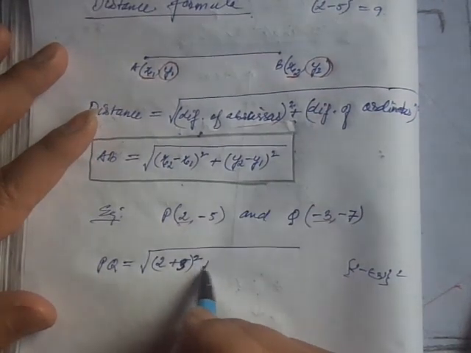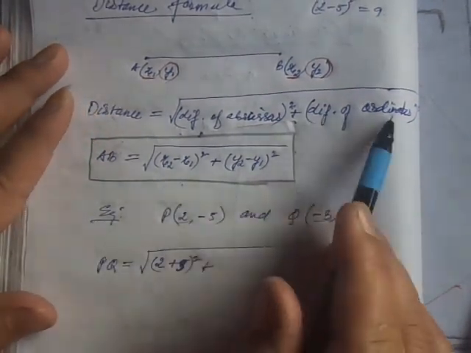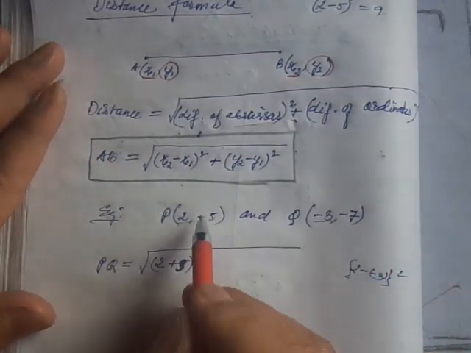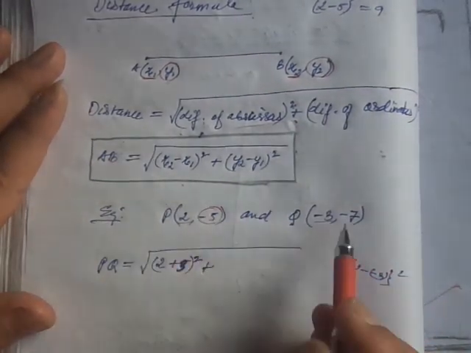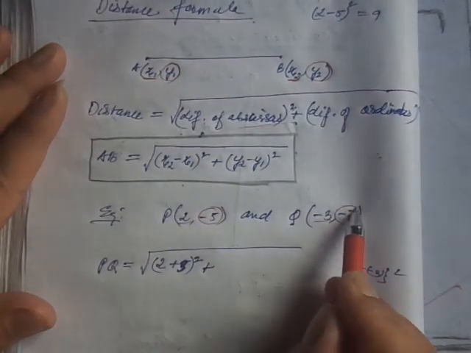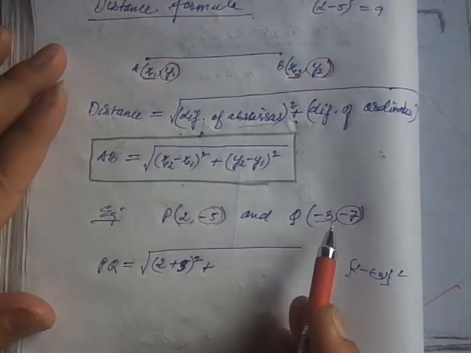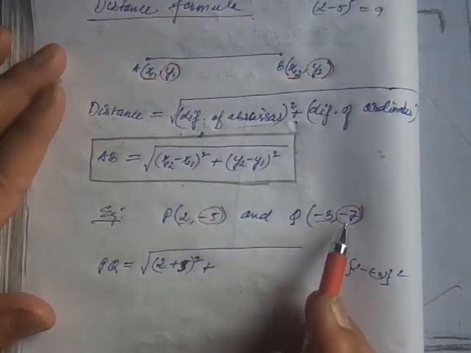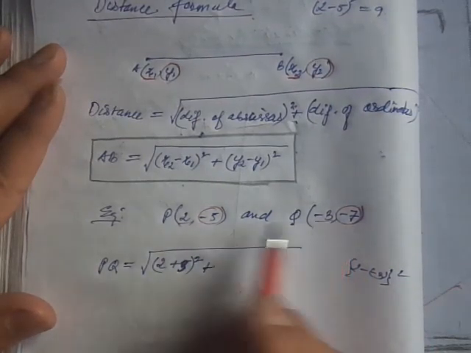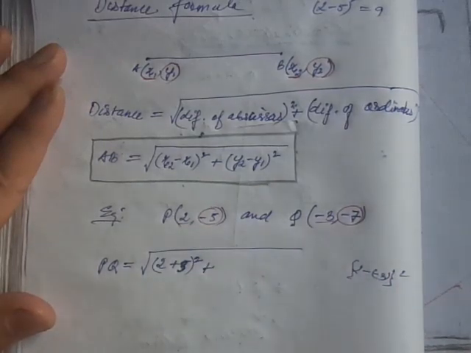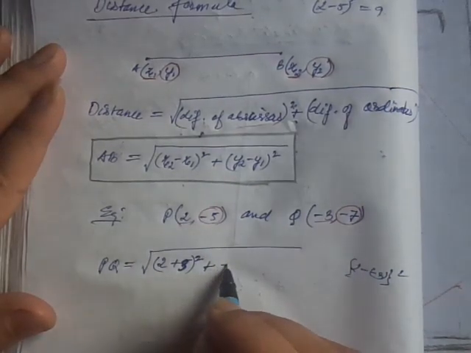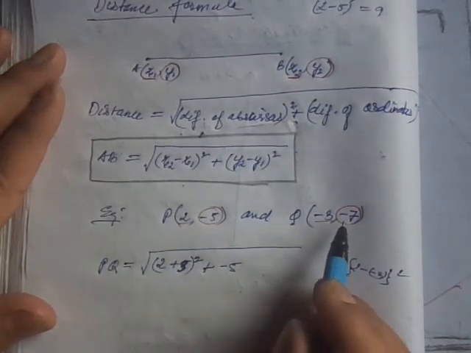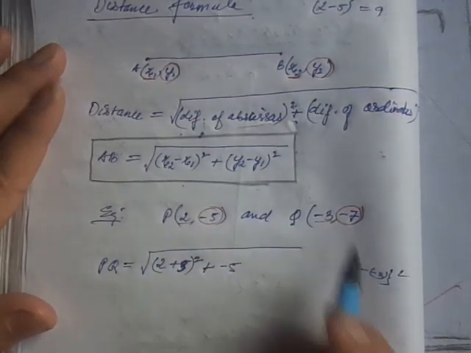Then in the formula, plus the difference of ordinates. Ordinate here is minus 5, and here the ordinate is minus 7. So for the difference, we can write any one first, but write the bigger one first. Which one is bigger, minus 5 or minus 7? Minus 5 is bigger. So we write the bigger one first, minus 5, then minus, minus 7.